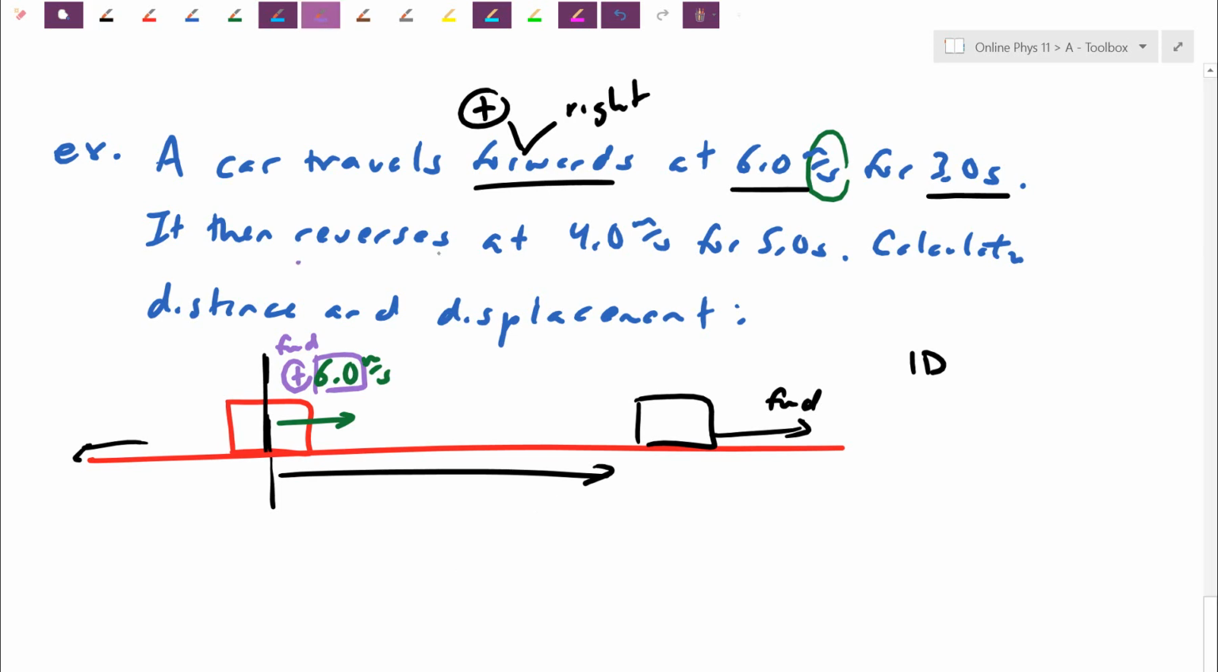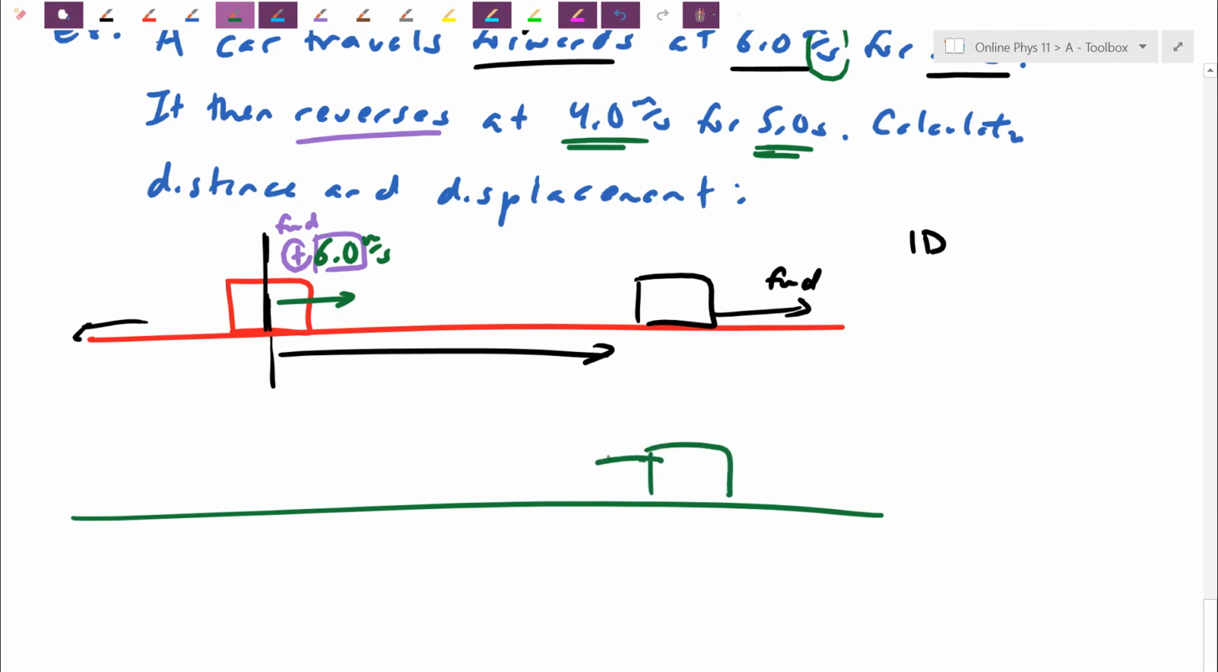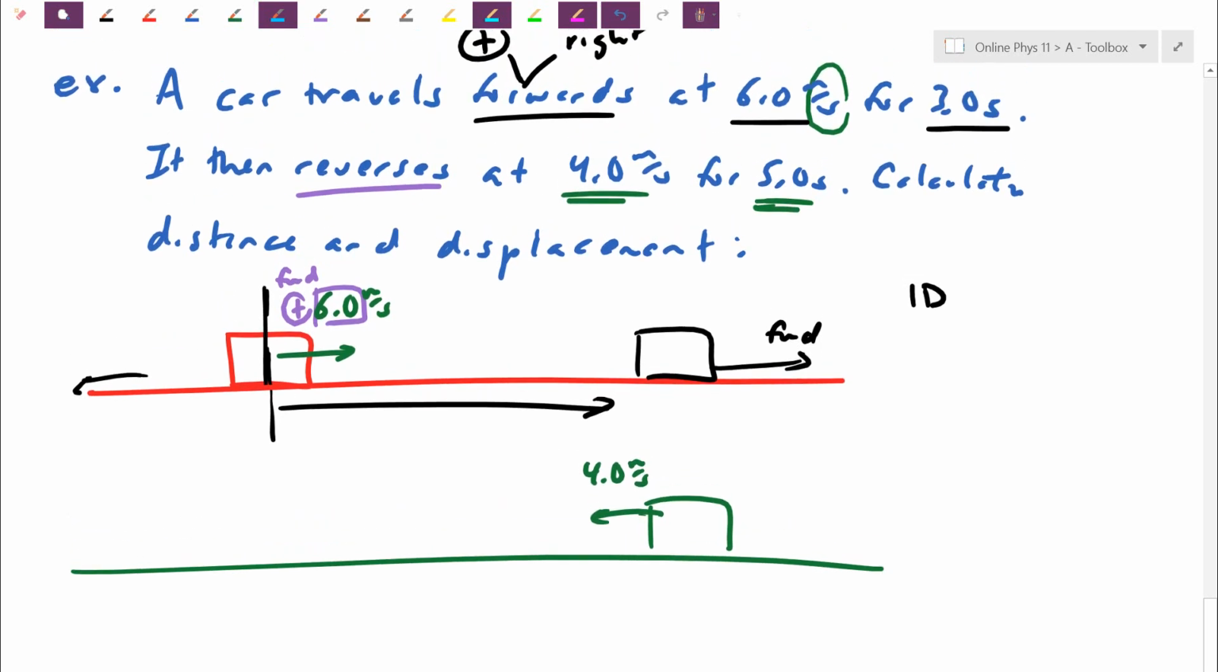Then what it does is it reverses. It goes back on itself. As it reverses, it has a speed of 4.0 meters per second, and it does that for 5 seconds. So at first, he's now in front of the starting line. Let's go down here. So now he's going to start reversing. He's going to go backwards at 4 meters per second. Speed-wise, it's just a number. It's 4, right? It's slower than what it was to begin with.